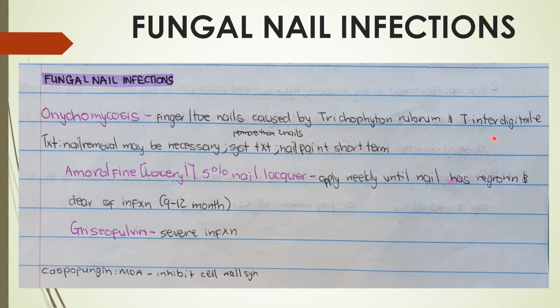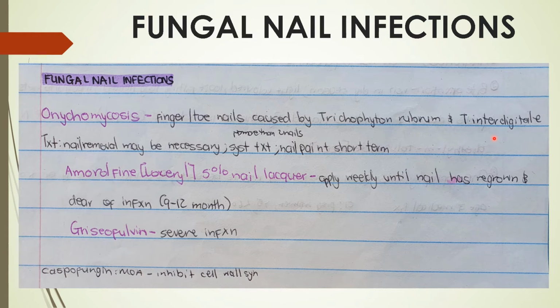So now we're going to our nail infections. These are known as onychomycosis. This is obviously an infection of the finger or toenails caused by Trichophyton rubrum and Trichophyton interdigitale. Treatment: nail removal may be necessary, but obviously that would be the last thing that you'd want to do.